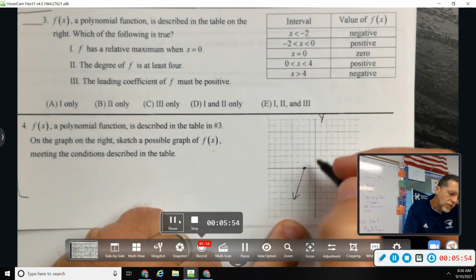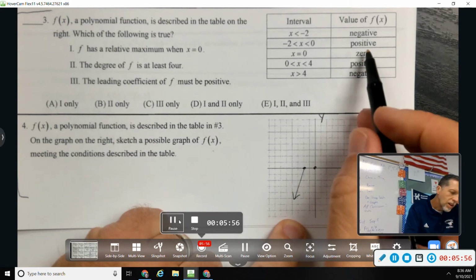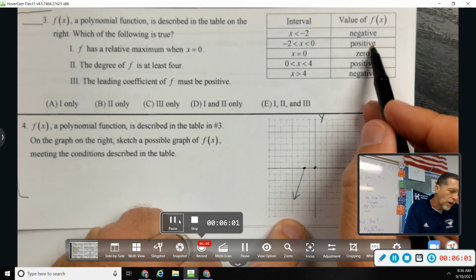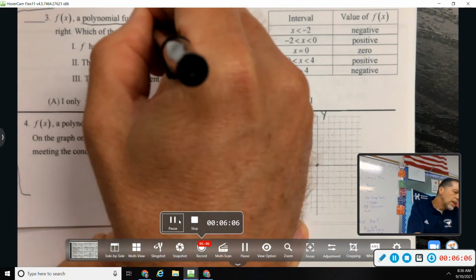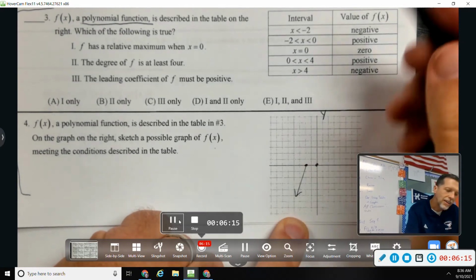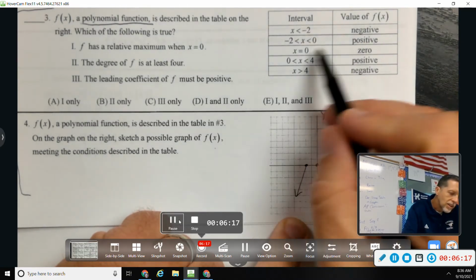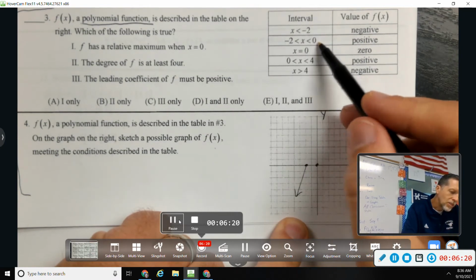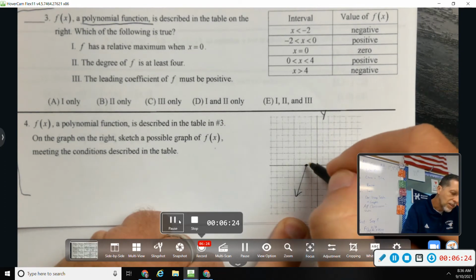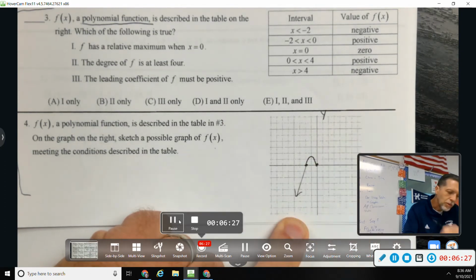Between negative 2 and 0, f of x is positive, so the y value is positive. And since this is a polynomial, there's nothing crazy going on, so I can't jump, I can't have asymptotes, I can't have holes, I can't do anything weird. It's got to be this nice, smooth, connected graph. So I want to be positive between negative 2 and 0. When x is 0, we're at 0. So I think we could just do a little connection right there.